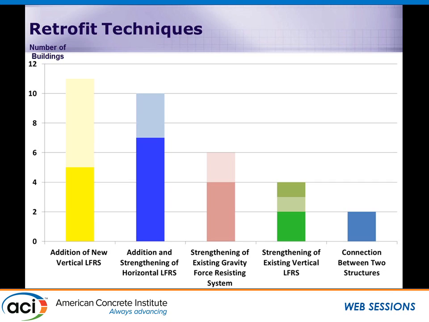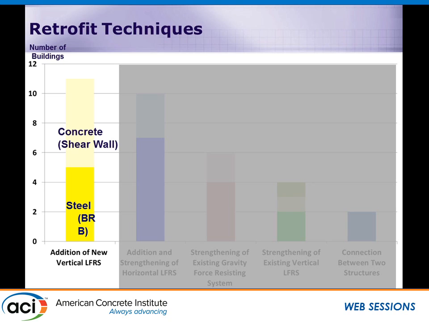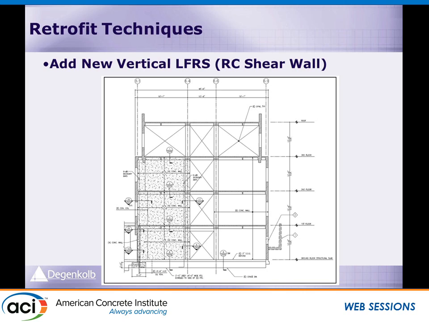So let me talk about the addition of a vertical resisting system a little bit. Interestingly, 5 buildings have some kind of steel member. These days we use BRBs, buckling restrained braces, more than the typical steel brace frame, because they are very affordable these days and have reliable performance. And then we also added shear walls. For example, this is the addition of a new shear wall in an existing building.